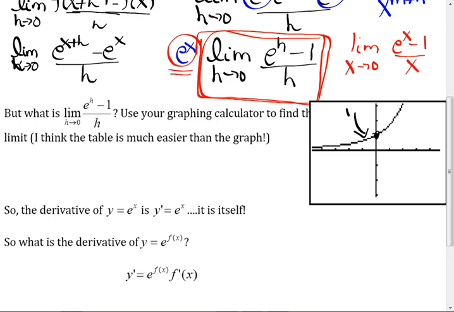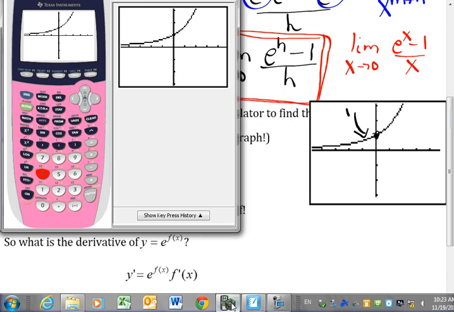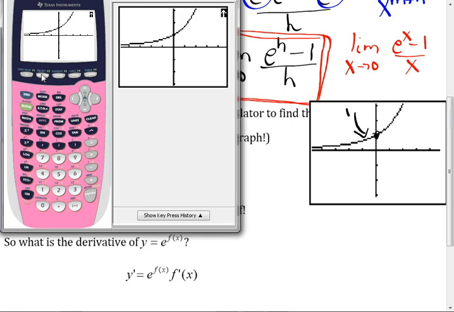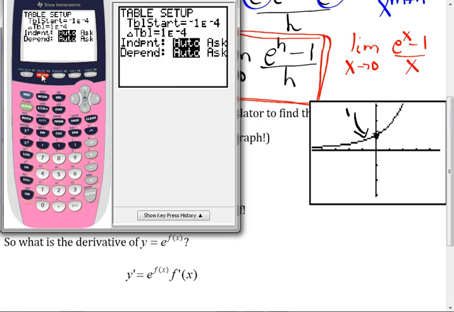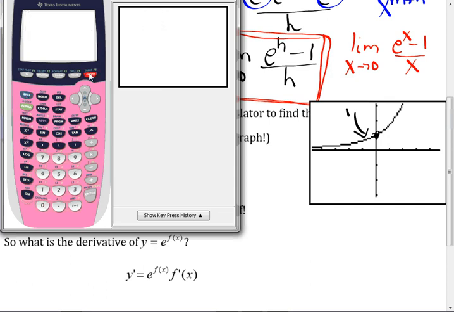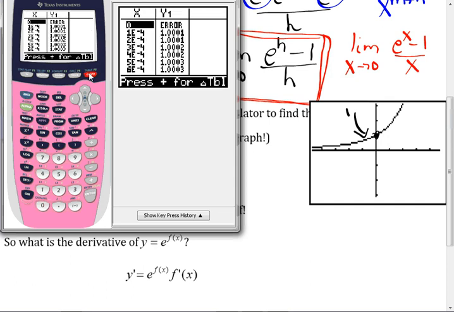There, that's at 1. Okay, let me look at the table because it's really nice then. So I do a second table set, and I want to start at 0, and I make my table step sizes really tiny because I want to be close to 0. And I go to the second table, and now it's clearer, at least it's clearer to me.